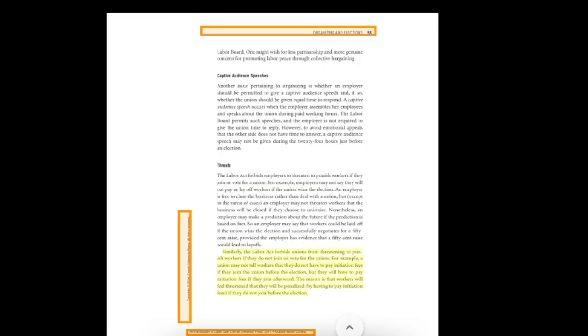Similarly, the Labor Act forbids unions from threatening to punish workers if they do not join or vote for the union.